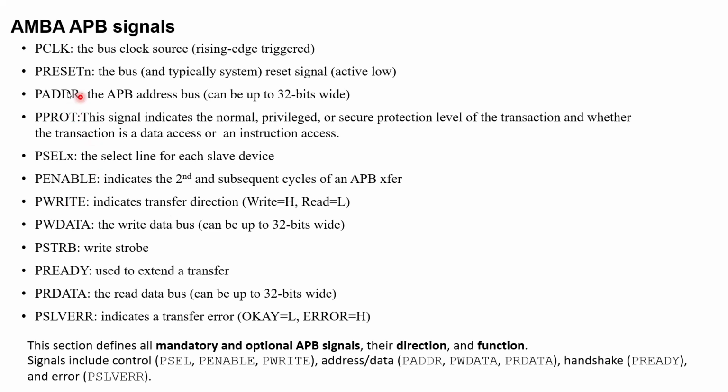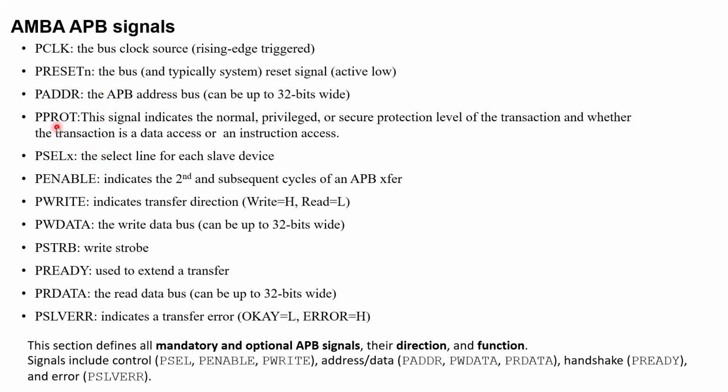And then the PADDR signal. The address signal is typically 32 bits wide. 32 bits wide means it can support up to 2 power 32 addresses. So that is the PADDR signal.